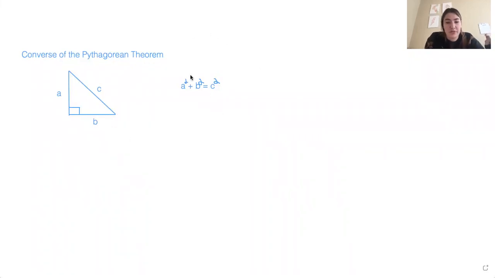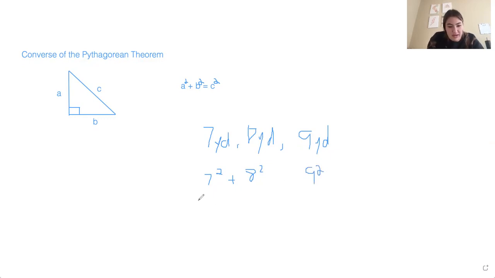Okay, so a triangle with side lengths of 7 yards, 8 yards, and 9 yards. Sorry, my numbers aren't that great. So we're going to do 7 squared plus 8 squared, 9 squared.